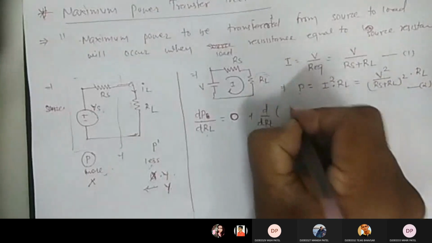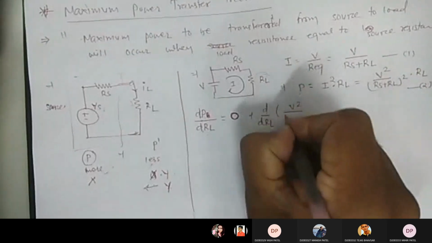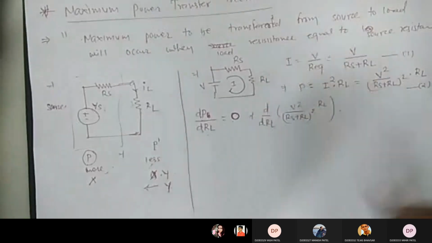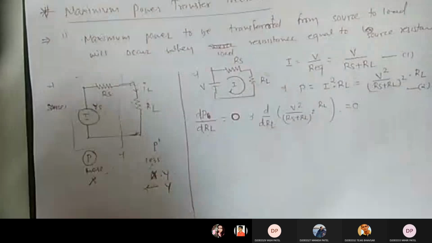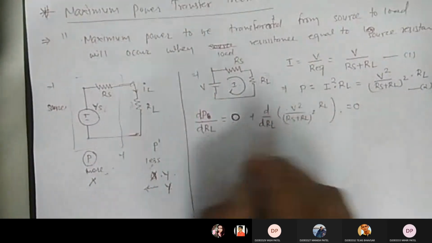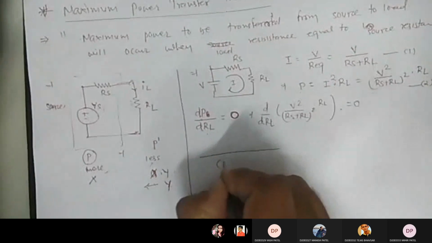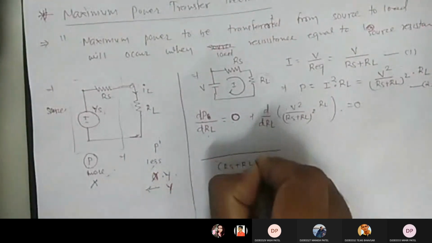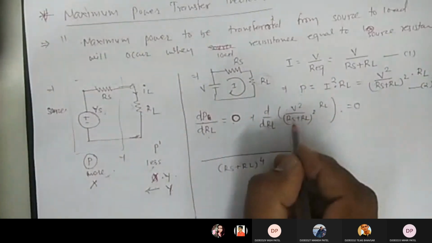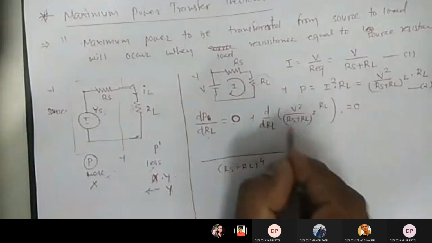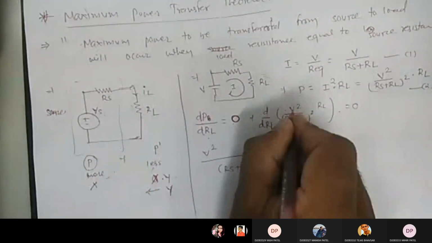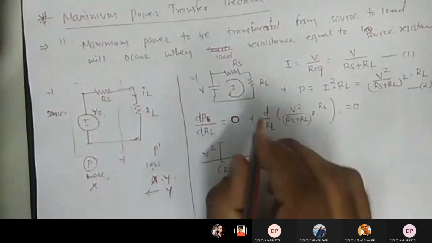So what is our answer? It will be V square upon (RS plus RL) whole square, and it is equal to 0. I am taking the derivation of this. According to the derivation formula, first we take the denominator, (RS plus RL) squared, and its square becomes (RS plus RL) raised to 4. Then we take the numerator as it is, V square, because it is a constant.